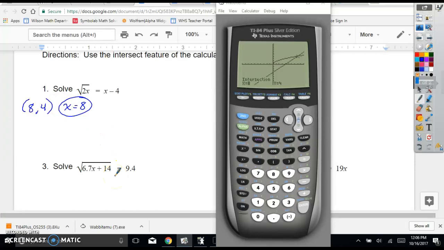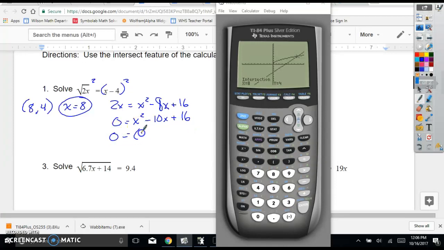If we solve this algebraically, I'm going to square both sides, get rid of that square root. That's going to leave me with 2x equals x squared minus 8x plus 16. And then I'm going to do x squared minus 10x plus 16. And I'm going to try to factor this. Now, I need two numbers that multiply to be 16 that add up to 10. And it looks like 8 and 2.